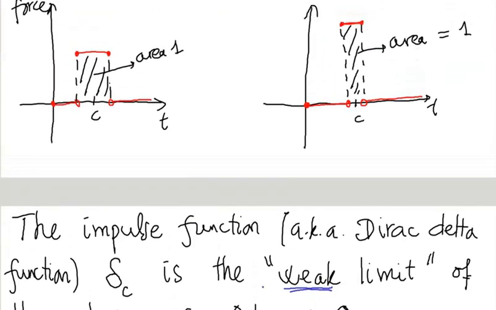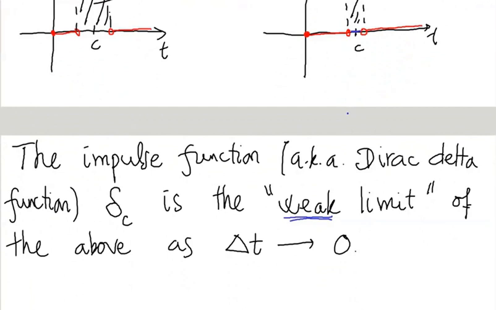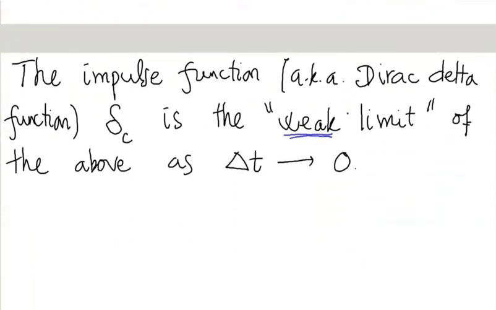But let me just mention that the weak limit here is different from the usual limit. The reason we want to have weak limit is if you look at the usual limit, then we would have 0 everywhere except at where? When delta t goes to 0, the length of the interval gets smaller and smaller. So if we look at the usual limit, the delta function would be 0 everywhere except at c, where it has value of infinity, which is not useful for application. So we need to look at a certain type of limit, weak limit.